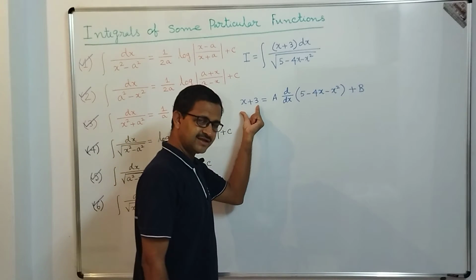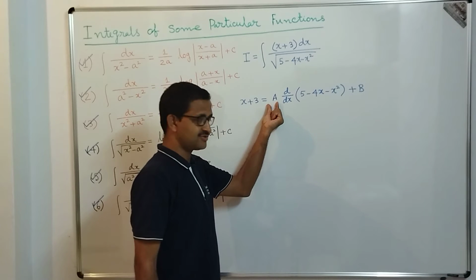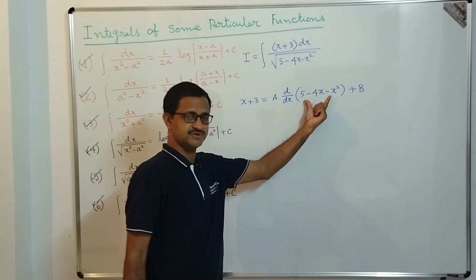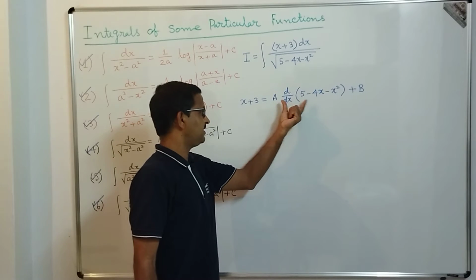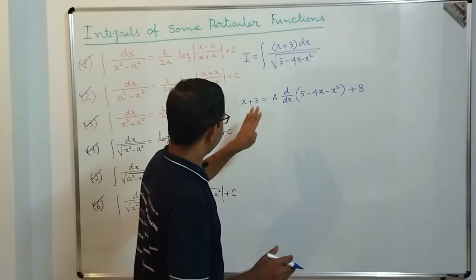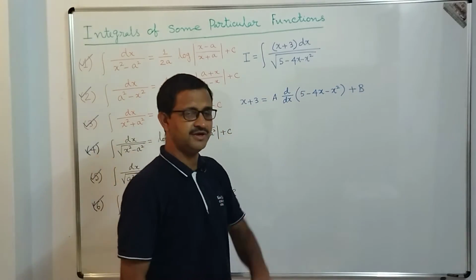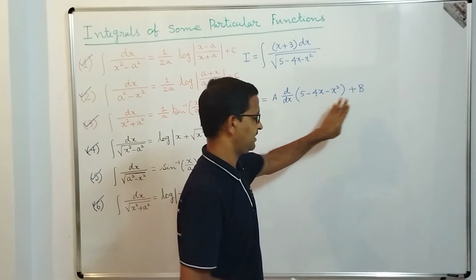The left hand side is a linear expression which we can express as a capital A, which is a real constant, into d dx of a quadratic expression. So that will give us a linear expression. So a constant into a linear expression plus another constant capital B. That means the left hand side is a linear expression, the right hand side is also a linear expression. So you can equate and we can find the value of capital A and capital B.